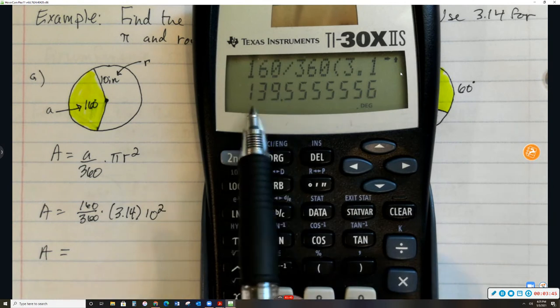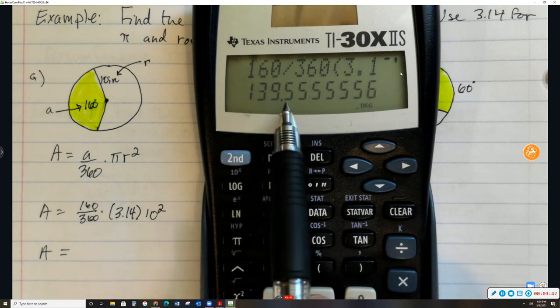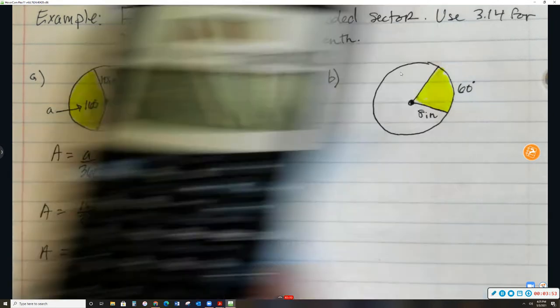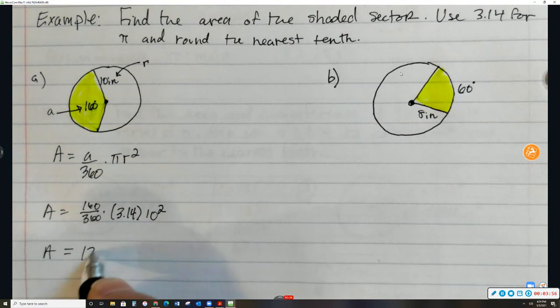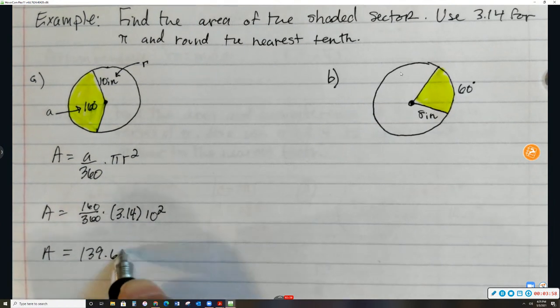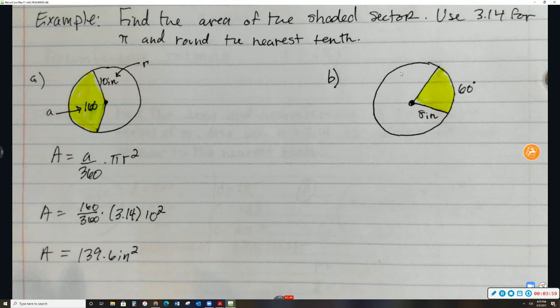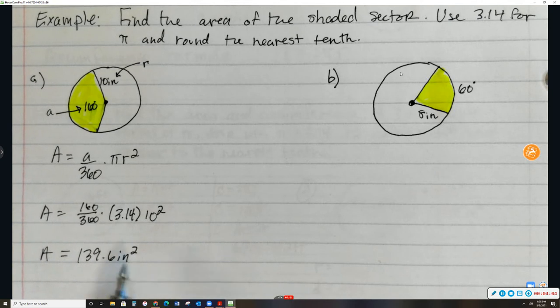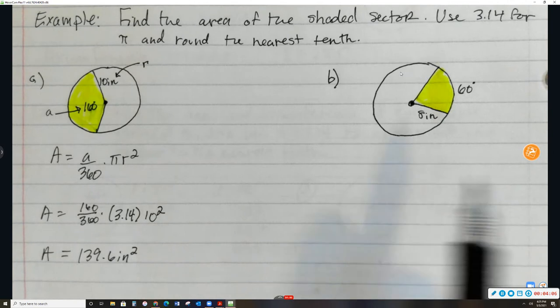So the area is 139.6. So here I'm going to write 139.6. And remember, that's inches squared. So I'm going to leave that there. Then I'm going to jump over to B.